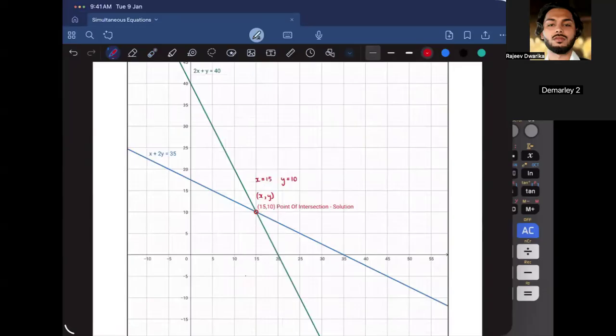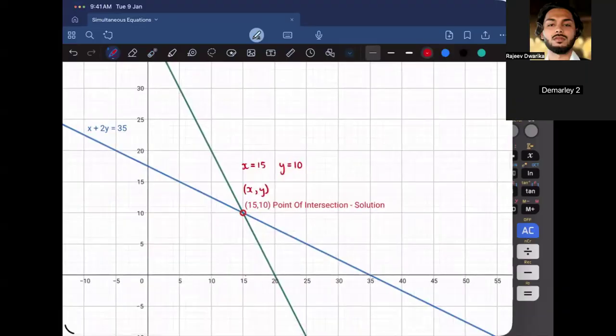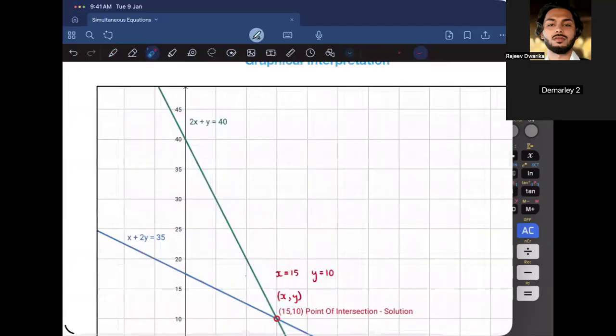So why is that the solution? You're probably wondering, why are we looking for a point of intersection? Well, let me explain something. Any point on this line gives an x and y value.